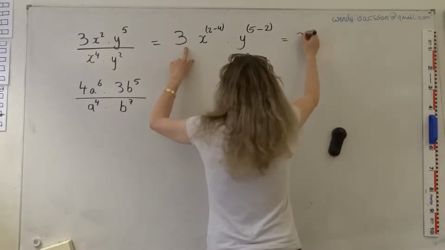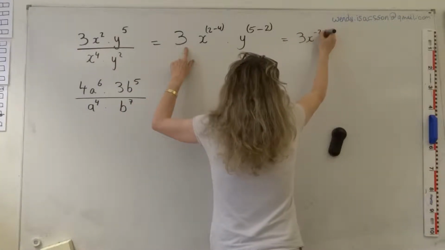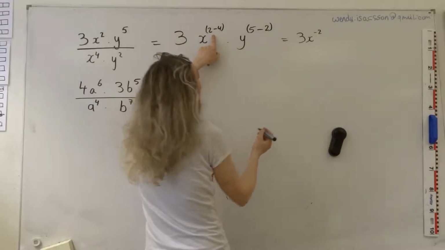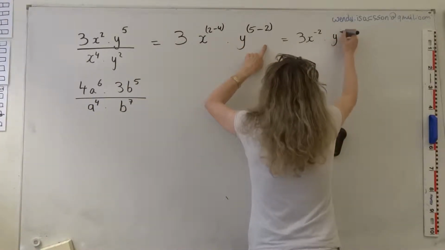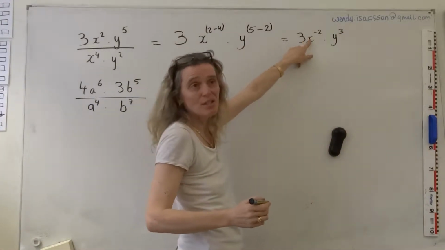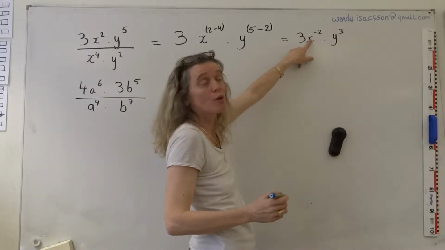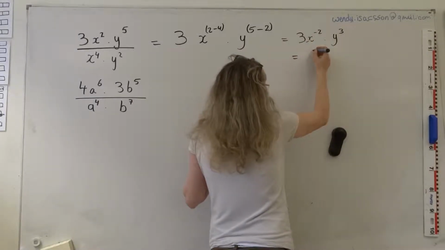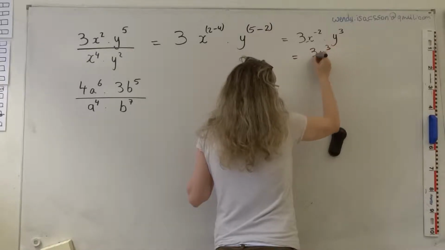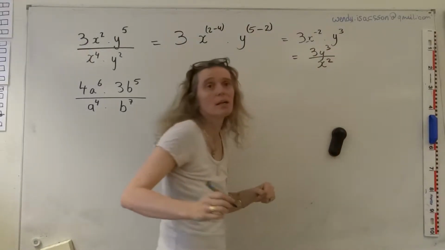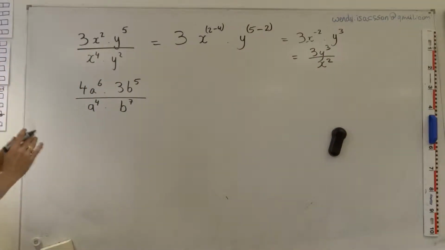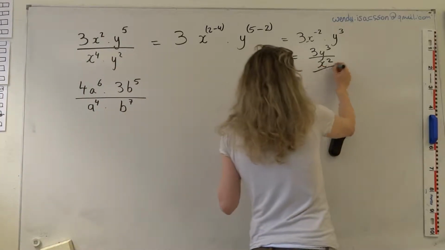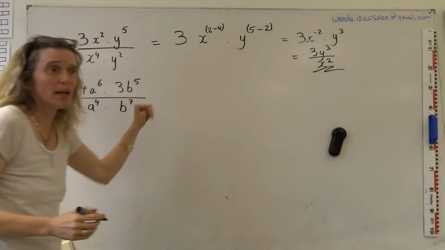We then get the answer of 3x to the power of minus 2 multiplied by y to the power of 3. X to the minus 2 means the minus 2 goes on the bottom. So how we would write that mathematically is we'd say 3y cubed divided by x squared. So that's the most simplified form of that equation. That's one way of doing it.